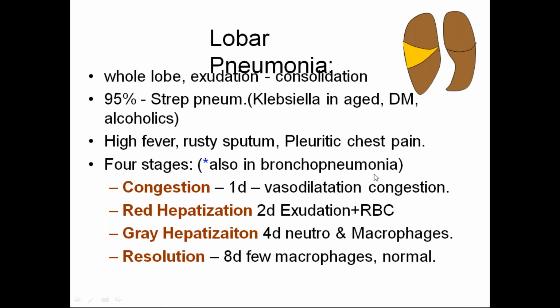So coming to lobar pneumonia, today's topic. Lobar pneumonia is the inflammation of the lung that occurs in the entire lobe or part of a lobe of the lung, or two lobes of the same lung. Here we can see the process of exudation. Exudation is nothing but the fluid as well as the neutrophils coming from the capillary into the middle of the alveoli.